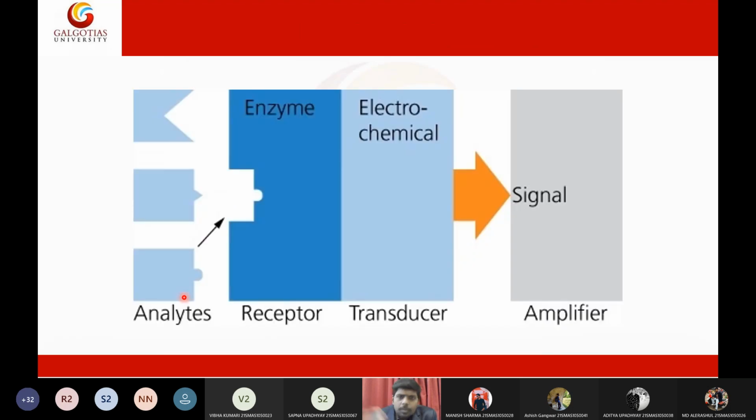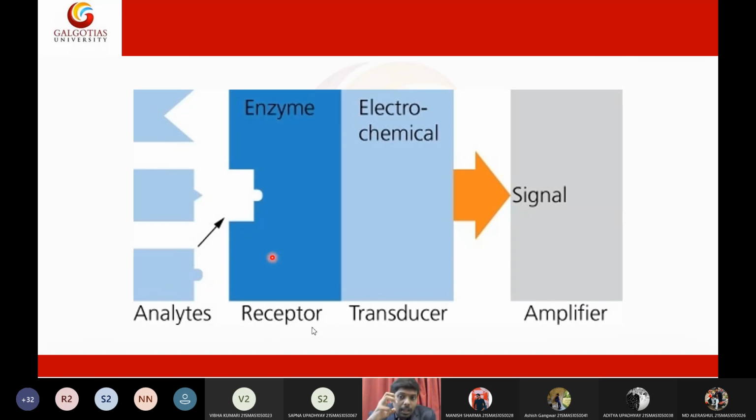So we have many types of biosensors. The variations in these biosensors mostly depend upon three components. Those three components are the type of analyte we want to detect, what type of receptor we are using in order to detect this analyte, and what type of transducer we are using to receive the signal.